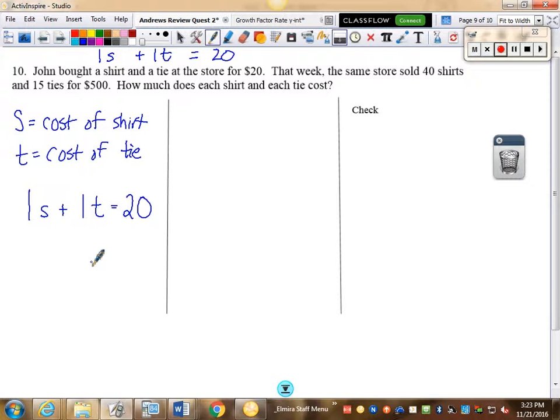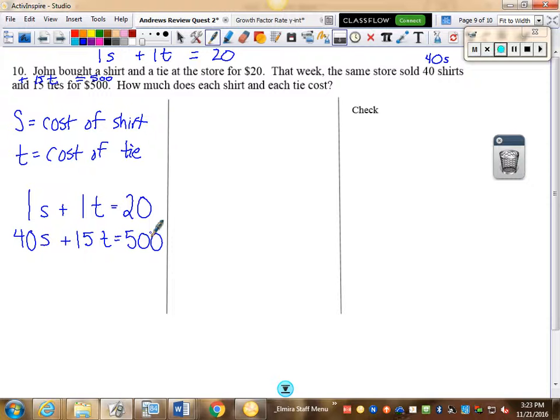My other equation, that week the same store sold 40 shirts and 15 ties for $500. Now somebody in one of my classes said, well, they're $10 a piece, one shirt, one tie, $10 for each. Well, not necessarily. The shirts could be $8 and the ties could be $12.